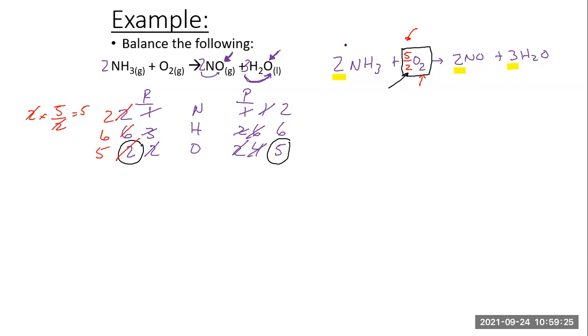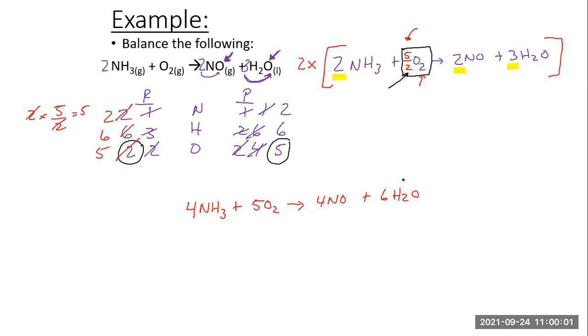And then to clear a fraction, you need to multiply everything by the denominator, the number on the bottom. In this case, we would multiply everybody by 2. Again, not just the fraction by 2, but everybody in the equation by 2. If we do that, we now end up with 4NH3 plus 5 halves times 2 is 5 O2, goes to 2 times 2, which is 4NO, plus 2 times 3, which is 6H2O.